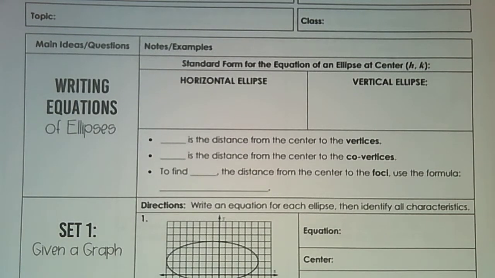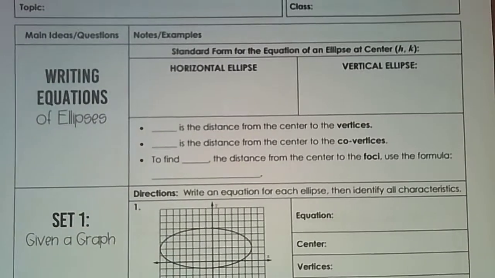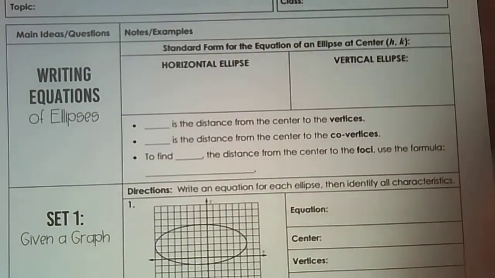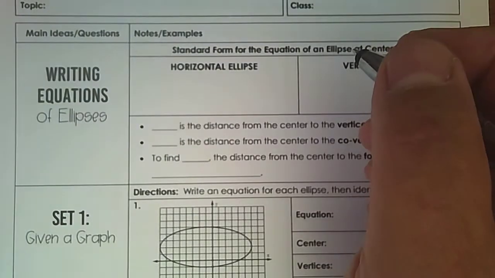Today's lesson is on going the reverse direction. So you're going to be given an ellipse, and can you come up with the equation that goes with it? So remember what the standard form of the ellipse looks like.